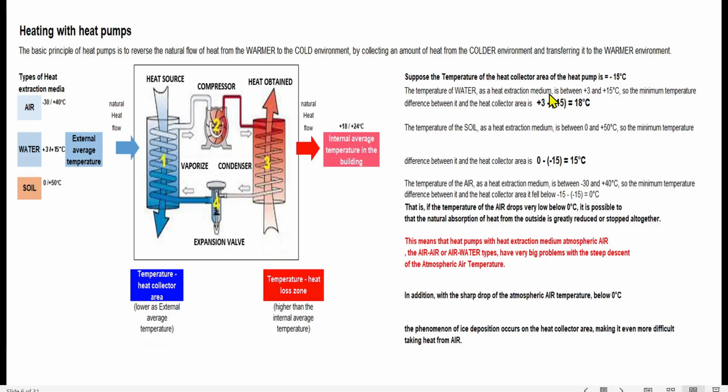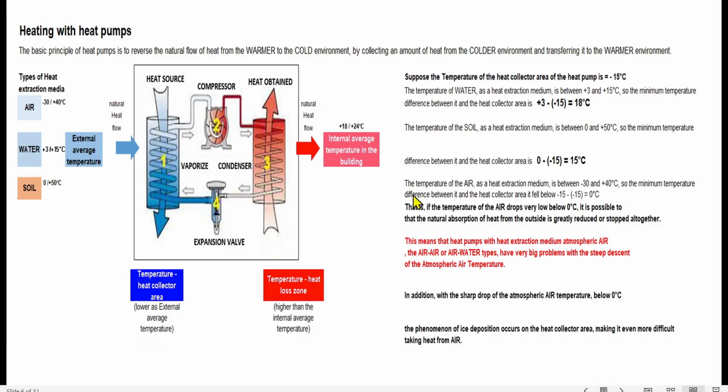as a heat extraction medium is between +3 and +15 degrees Celsius, so the minimum temperature difference between it and the heat collector area is +18 degrees Celsius. The temperature of soil as a heat extraction medium is between 0 and +50 degrees Celsius, so the minimum temperature difference between it and the heat collector is +15 degrees Celsius.